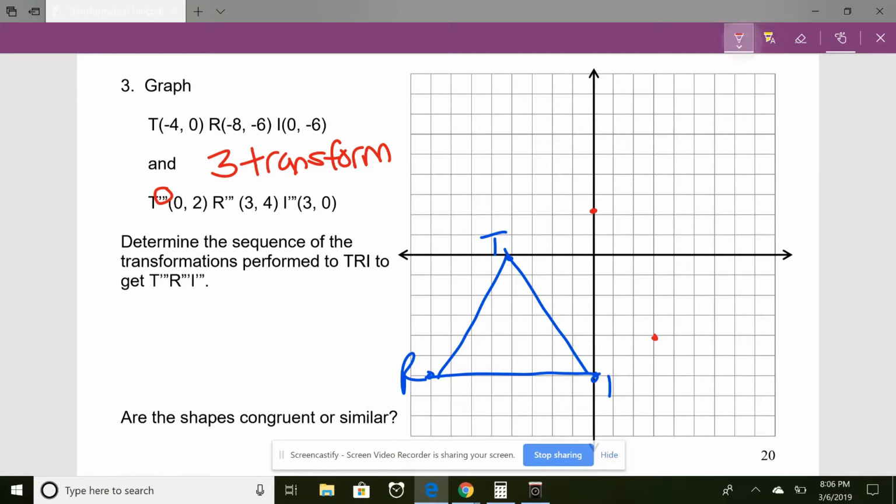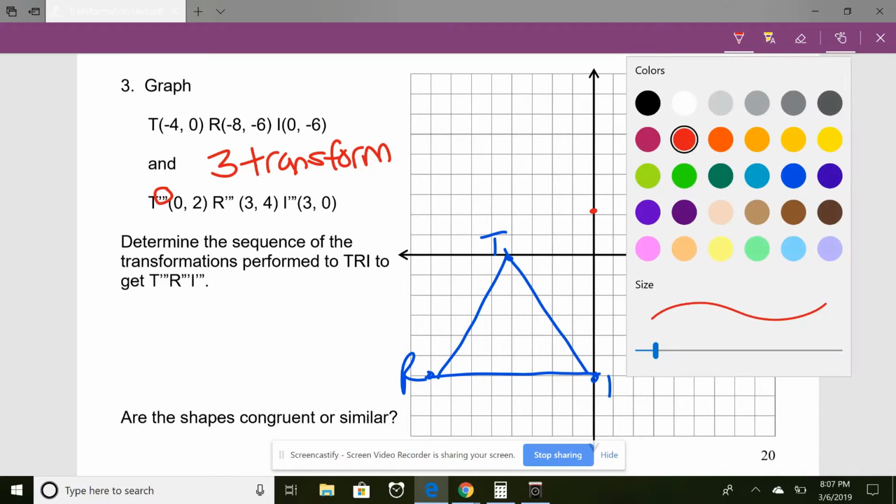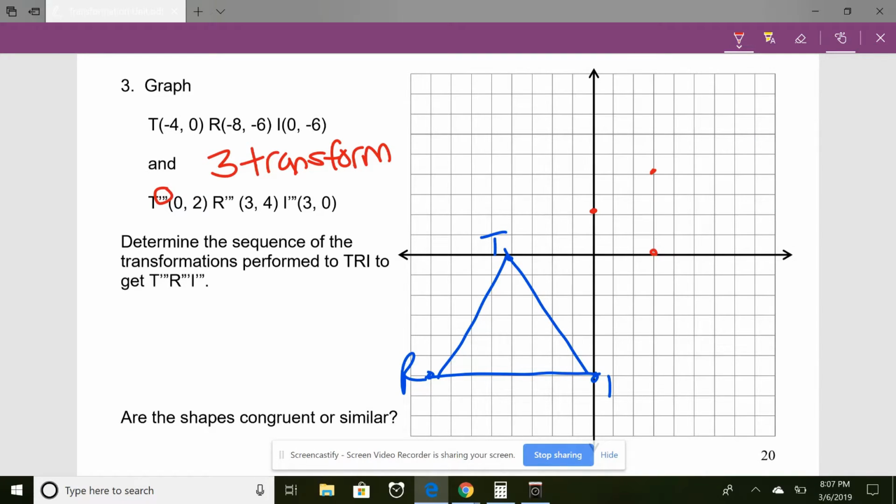Oh, I went the wrong direction. 3, 4 is not down there. It is up, 3, 4. I was like, that didn't look right. And 3, 0. And then, so T triple prime, R triple prime. So there's a lot going on in this one. All right, triple prime.